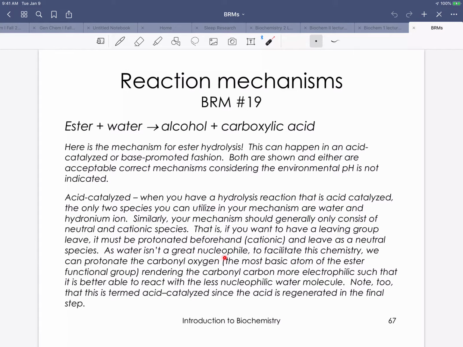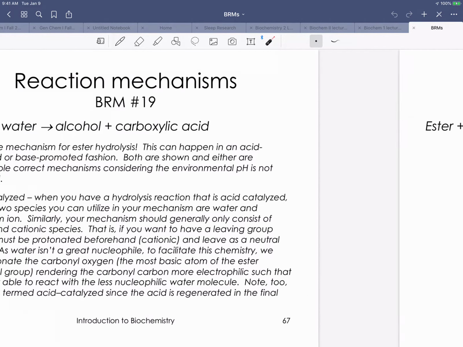Again, water not being a great nucleophile, we're going to facilitate its nucleophilic attack by protonating the carbonyl oxygen. That actually is going to be the most basic atom of the ester functional group. I'll show you on the next slide why that is. That allows that carbonyl carbon to be more electrophilic, better able to react with the less nucleophilic water molecule. And we'll highlight too that this is an acid catalyzed reaction since we regenerate the acid in the final step. That's a hallmark of catalysis: we speed up a reaction, but we don't consume a species in the reaction.